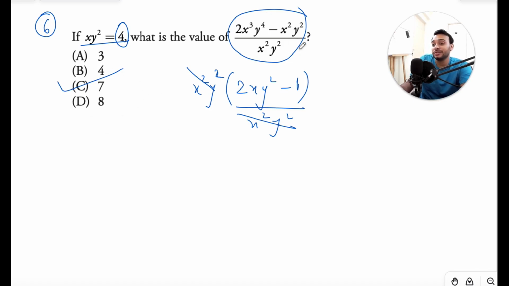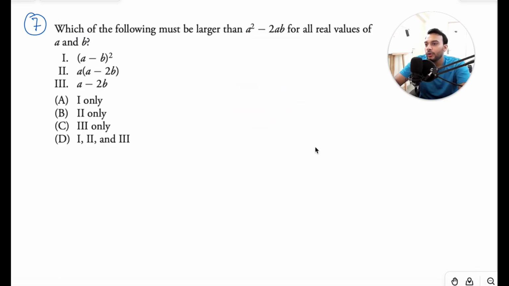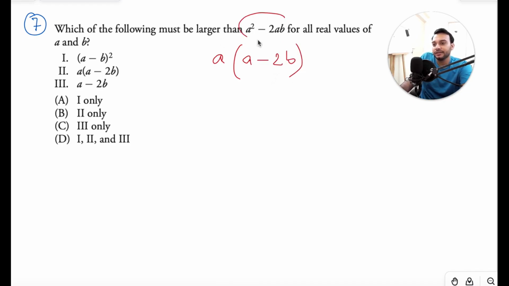So even though the expression was a bit complex looking, the question is really simple. Okay, let's go ahead to the next one. Question number 7. Which of the following must be larger than a squared minus 2ab for all real values of a and b? So this must be larger than a squared minus 2ab. This is more like a times (a minus 2b). They're asking for it to be larger than this.